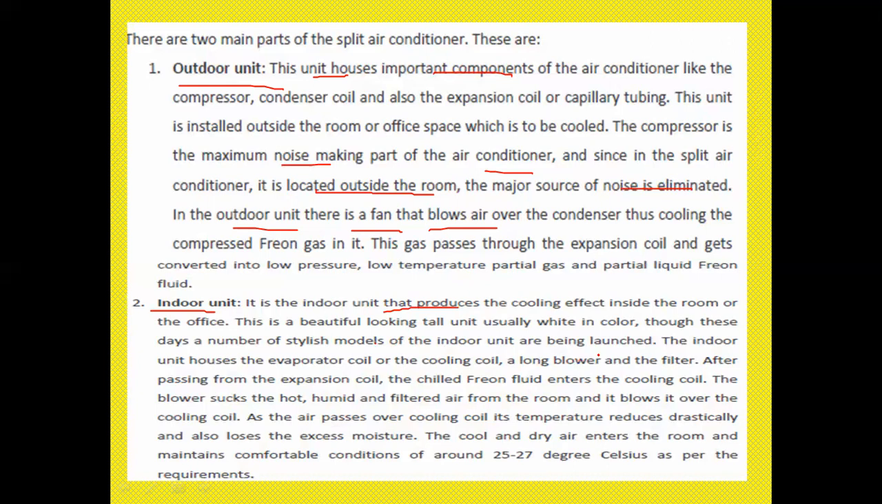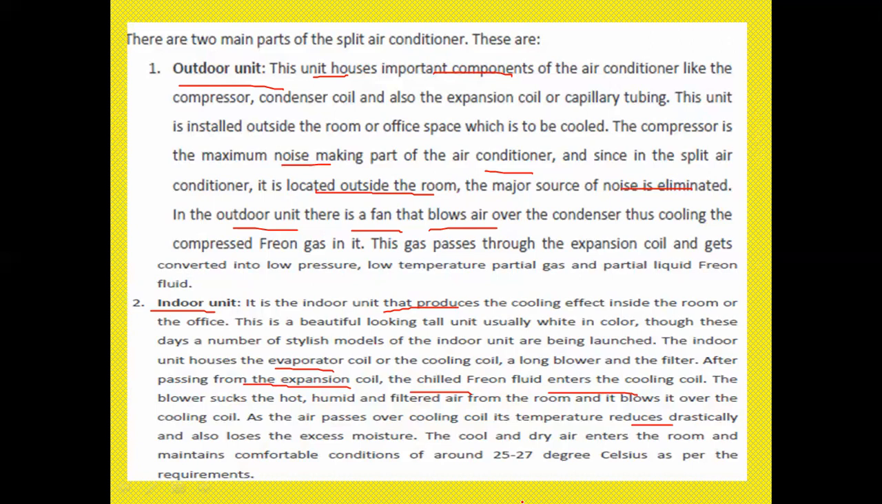The indoor unit houses the evaporator coil or the cooling coil, a long blower and the filter. After passing from the expansion coil, the chilled freon refrigerant fluid enters the cooling coil. The blower sucks the hot, humid and filtered air from the room and blows it over the cooling coil. As the air passes through the cooling coil, the temperature gets reduced, and the excess moisture is also removed. The cool and dry air enters the room and maintains comfortable conditions of around 25 to 27 degrees as per the requirement.